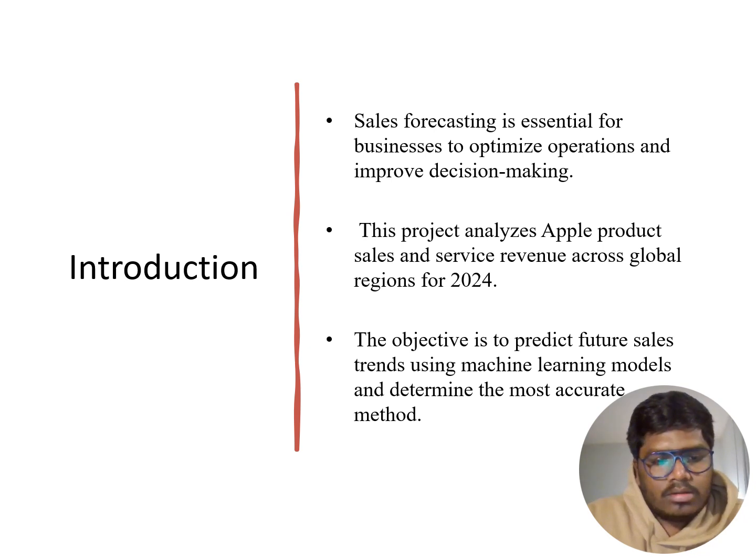Introduction. Sales forecasting plays a crucial role in business decision making, helping companies optimize inventory, marketing strategies, and resource allocation. In this project, I analyzed Apple's product sales and service revenue across multiple global regions for 2024. Using various machine learning models, I aim to predict future sales trends and determine which model provides the most accurate forecasting. This approach enables Apple and similar companies to make data-driven decisions, ensuring maximum profitability and efficiency.